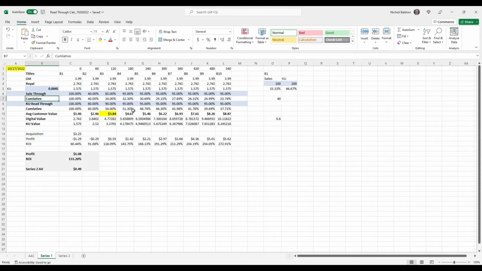This secondary line is your cumulative. And so as you can see, for everybody that has picked up book 1, 34% will make it to book 3. Likewise, for KU readers, 54% will have made it to book 3. And so then this is still calculating based off of our new updated digital and KU value, but it is giving weight in accordance to book 1 because those are the readers. They have to go to book 1 to then continue. And so that gives us an average customer value of $3.84. And we have an acquisitions cost of $3.25, meaning that we have a net profit of $1.08.